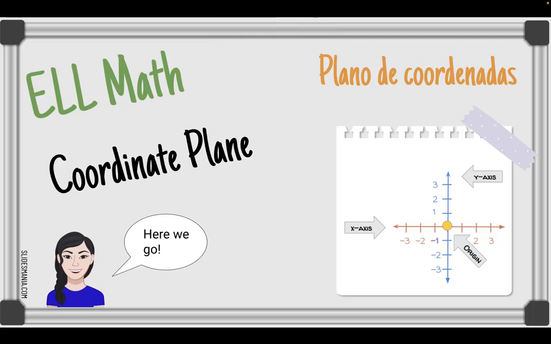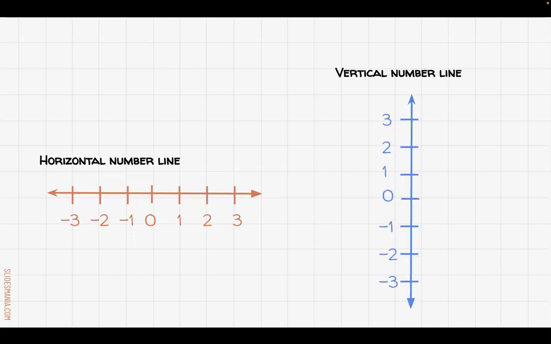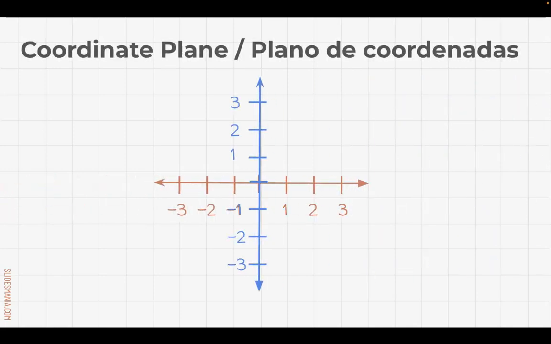Today we are going to talk about the coordinate plane. So here you have a horizontal number line, horizontal, and you have a vertical number line, vertical. Together, those come together to make the coordinate plane.